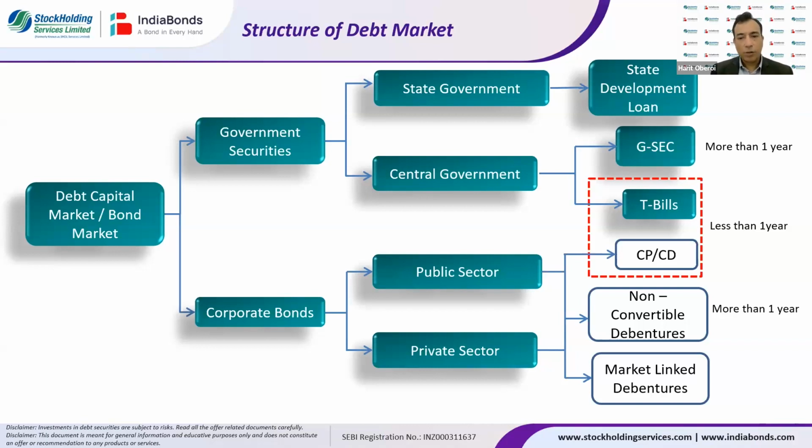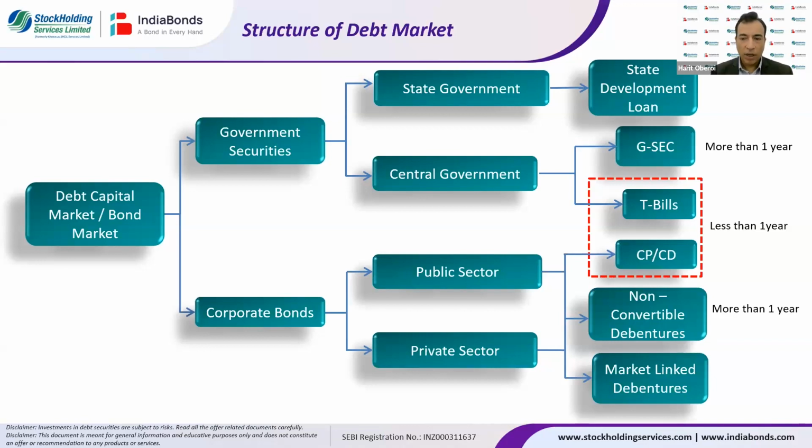Again, in this format also, there can be short-term borrowing and long-term borrowing. Short-term borrowing is less than 1 year. These are known as CPs and CDs, commercial papers or certificates of deposit. If a corporate is borrowing money for less than 1 year, it is known as commercial paper. Whereas a bank borrowing money for less than 1 year, it is known as certificate of deposit, CD. And when they borrow money for more than 1 year, those instruments are known as non-convertible debentures, or in common language, bonds. Corporates also borrow money in the format of market-linked debentures. Market-linked debentures are basically the same bonds, linked to the underlying performance of some benchmark.